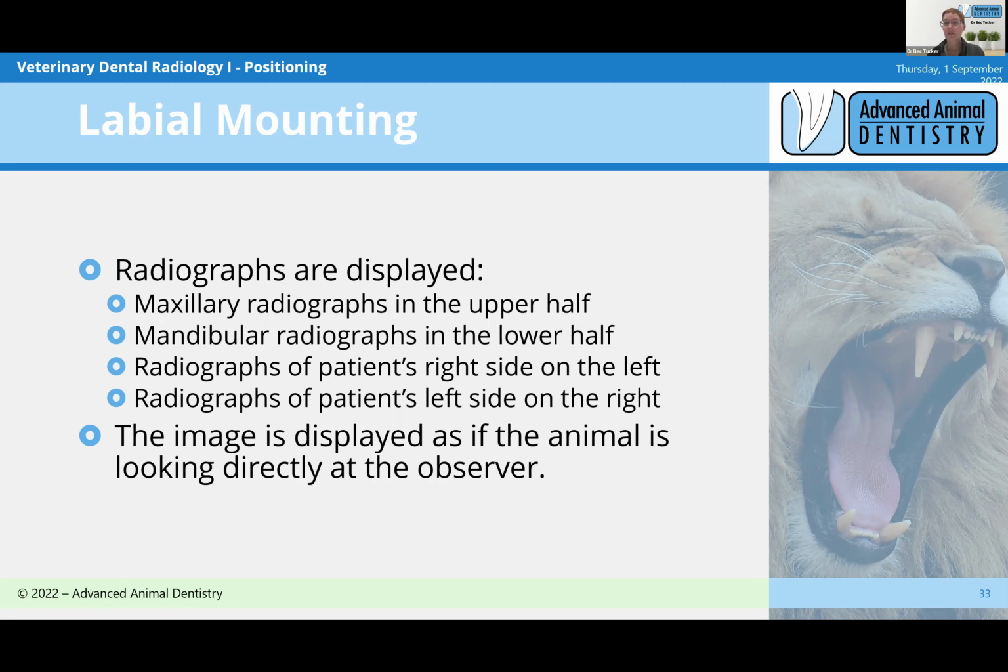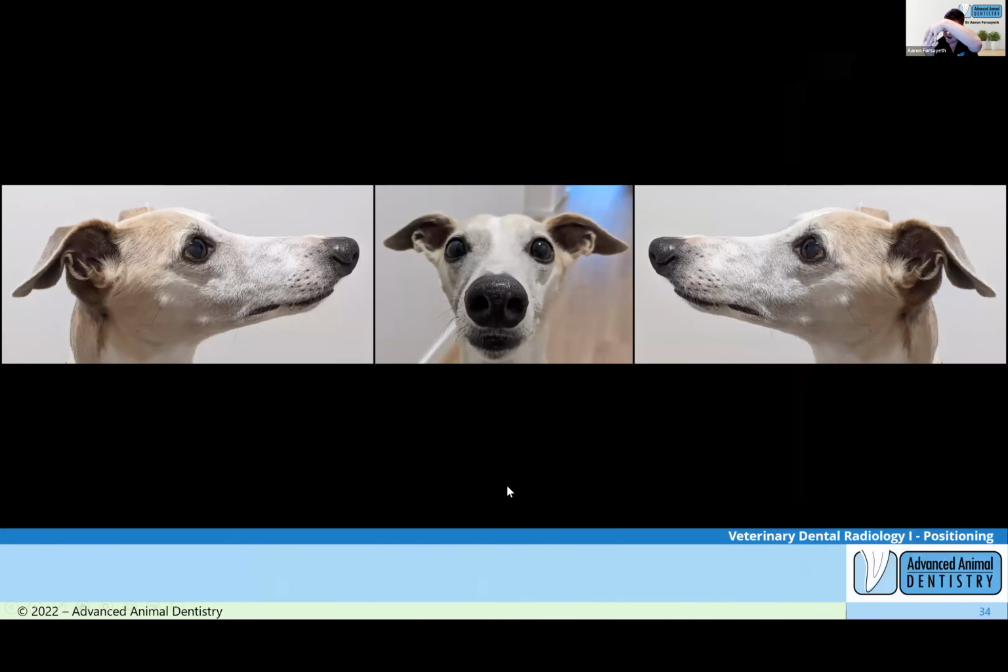So essentially when you're mounting your dental x-rays, it's called labial mounting. The maxillary radiographs, so x-rays of your maxillary arcades, are placed along the top, and mandibular are on the bottom. So there's two rows of x-rays. The patient's right-hand side is on your left, and the left-hand side is on your right. Imagine you've got the dog or the cat facing you, sitting in front of you like you're examining a patient, and that's the way you're viewing those images. Mandibular teeth are facing up, maxillary teeth are facing down.